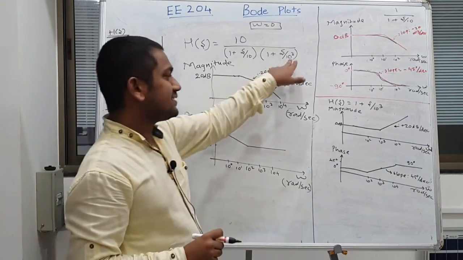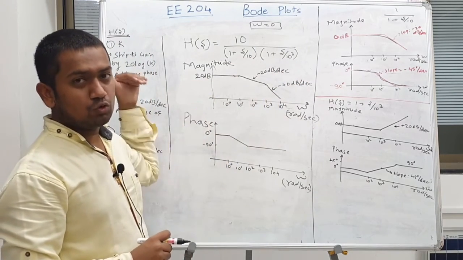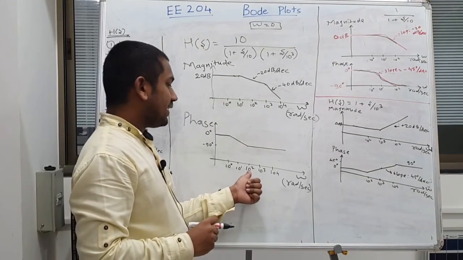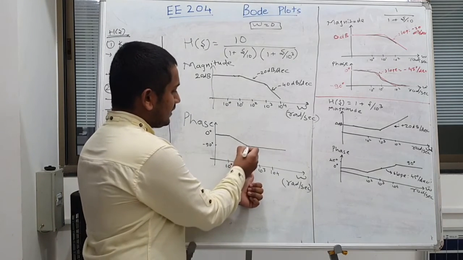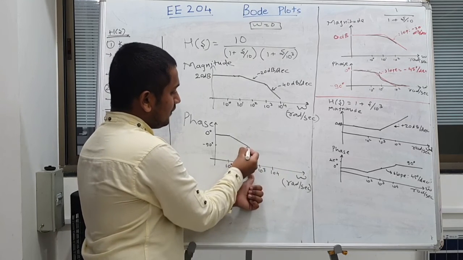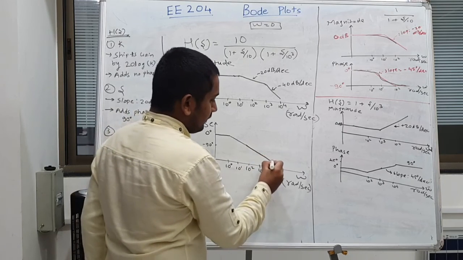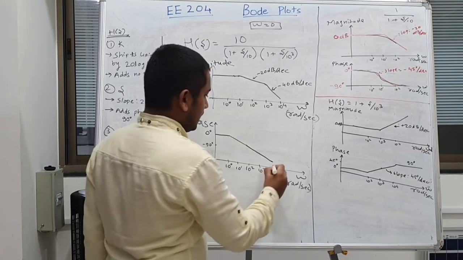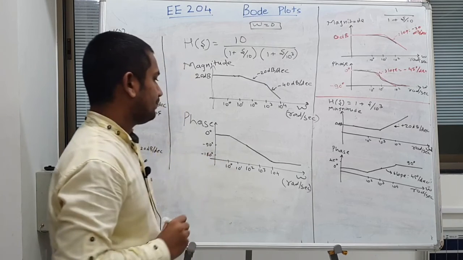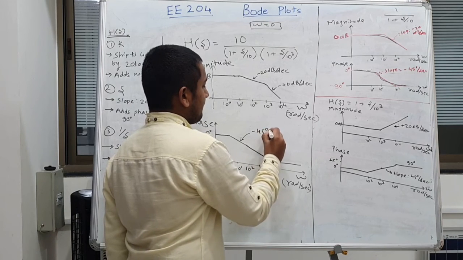But the second pole is at 10 to the power 3, meaning it should degrade the phase further with a slope of minus 45 degree per decade starting at a frequency of omega equal to 10 to the power 2. It means that instead of this curve staying at minus 90 degree, it will further degrade by the same slope of minus 45 degree per decade, and when it reaches 10 to the power 4, it will stay at minus 180 degree. So the slope is minus 45 degree per decade.